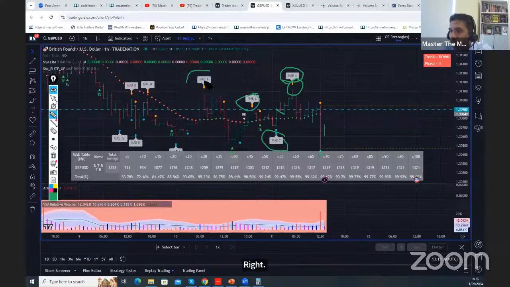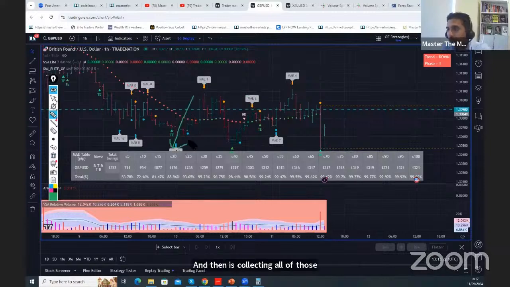So it's measuring every single swing: how much does it go against you before going to the maximum point? And then it's collecting all of those numbers into this table. So in summary, if you want to place your stop where you won't get stopped out 98% of the time, we take a look here and we can see that that would be 40 pips.